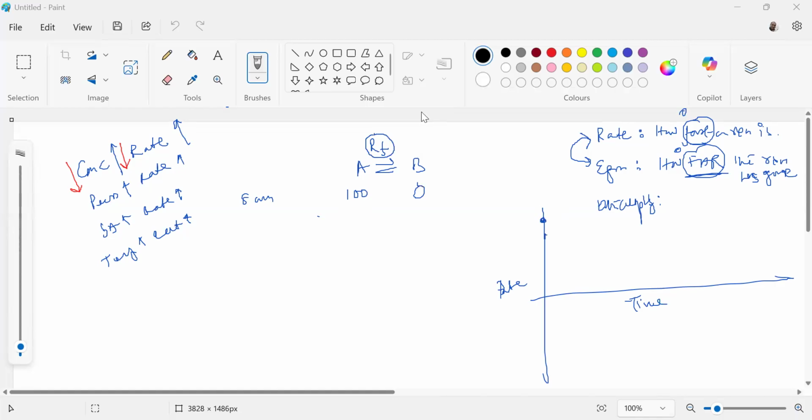Did you get my point? B is zero, right? So the backward reaction rate will be what? This will be zero. The rate of the backward reaction will actually be zero, right?